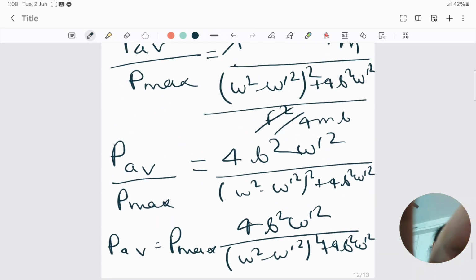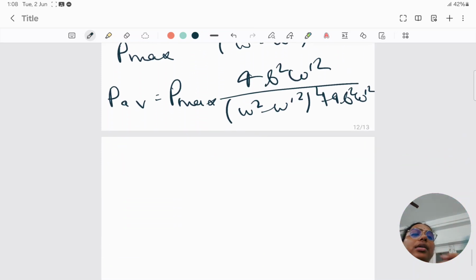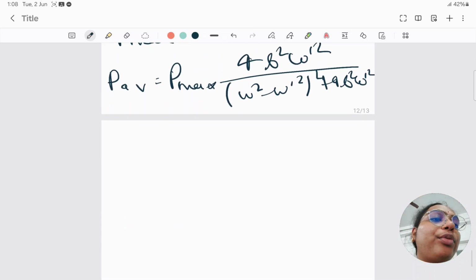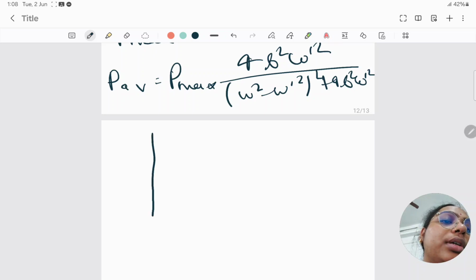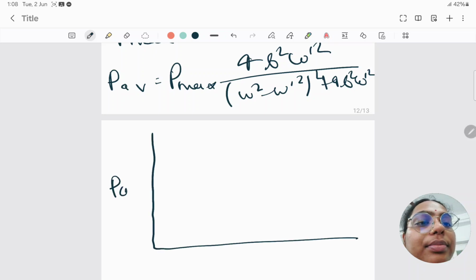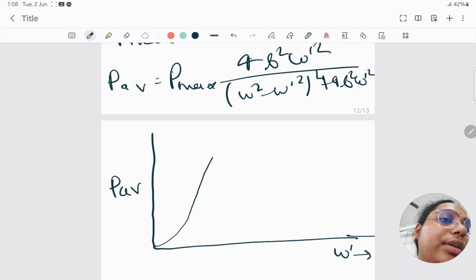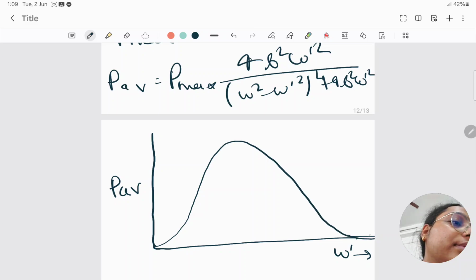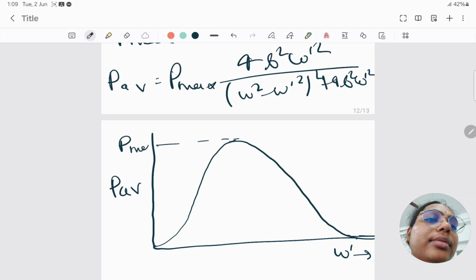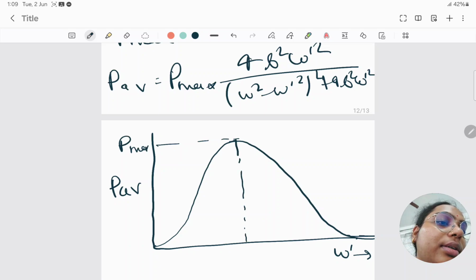Okay, so now if you plot this p average with respect to omega dash, what will you get? You will get this kind of plot. Okay. So here this will be p max, and here omega dash will be equal to omega.